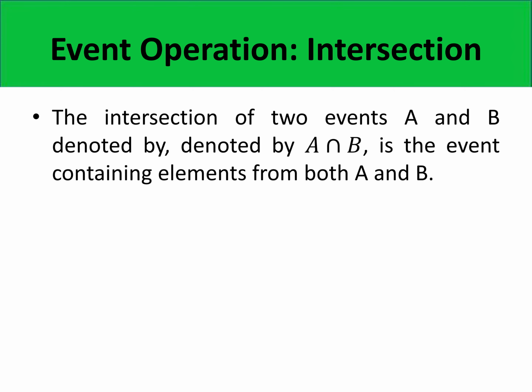Now, the next event operation is the intersection. The intersection of two events A and B, denoted by A intersection B, is the event containing elements from both events A and B.